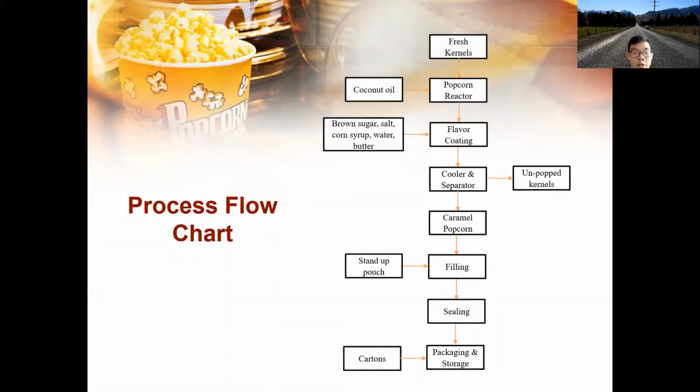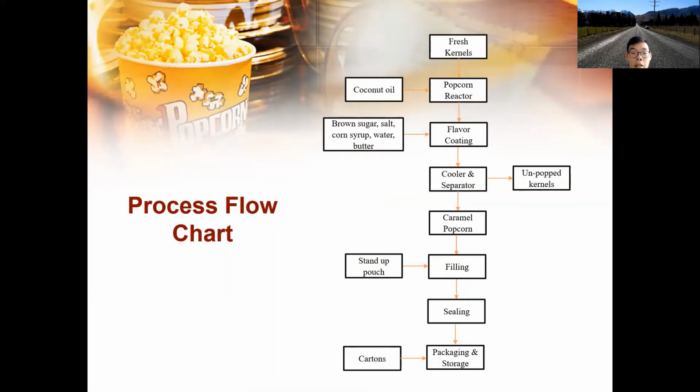This is the process flow chart for the popcorn manufacturing, whereby fresh popcorn kernels are bought from online sellers and wholesalers and used in the popcorn reactor. Before the kernels are added, coconut oil is added into the popcorn reactor and heated up, followed by the fresh kernels. During heating, the water inside the kernels will turn into steam and later exceed the kernel pressure, and the kernels pop and turn inside out.